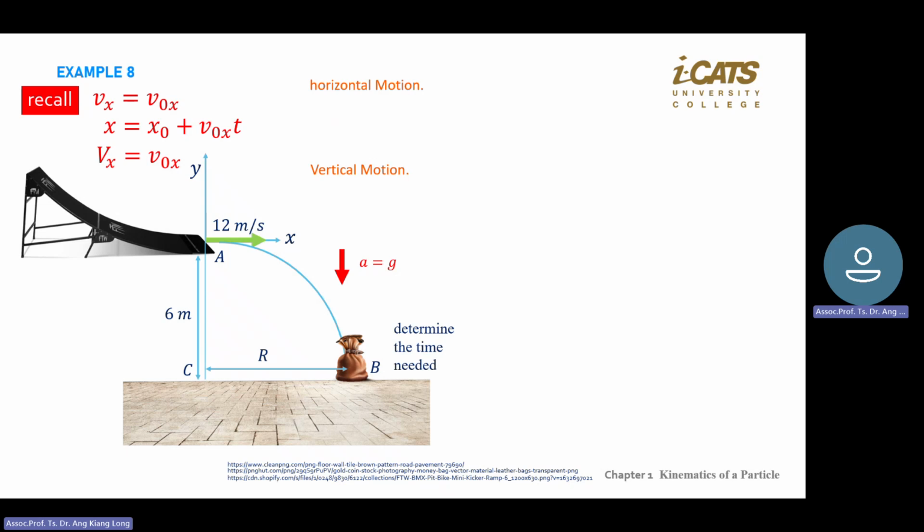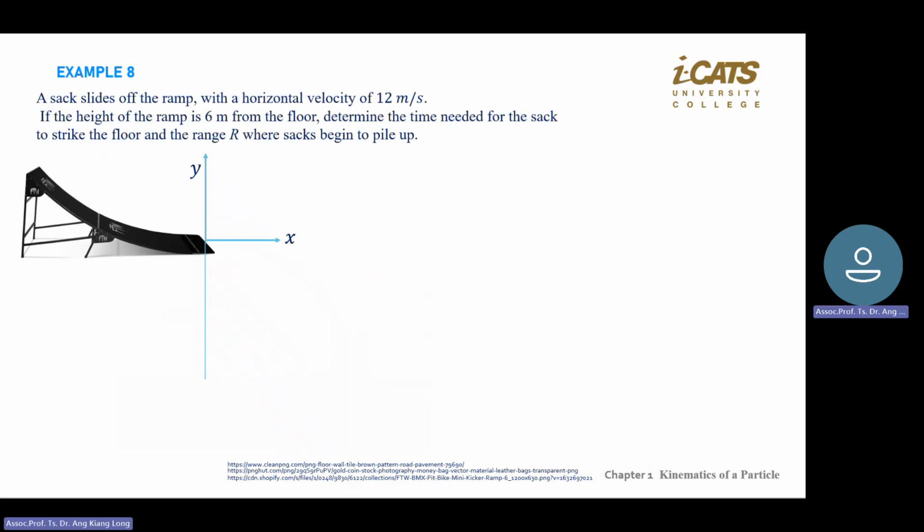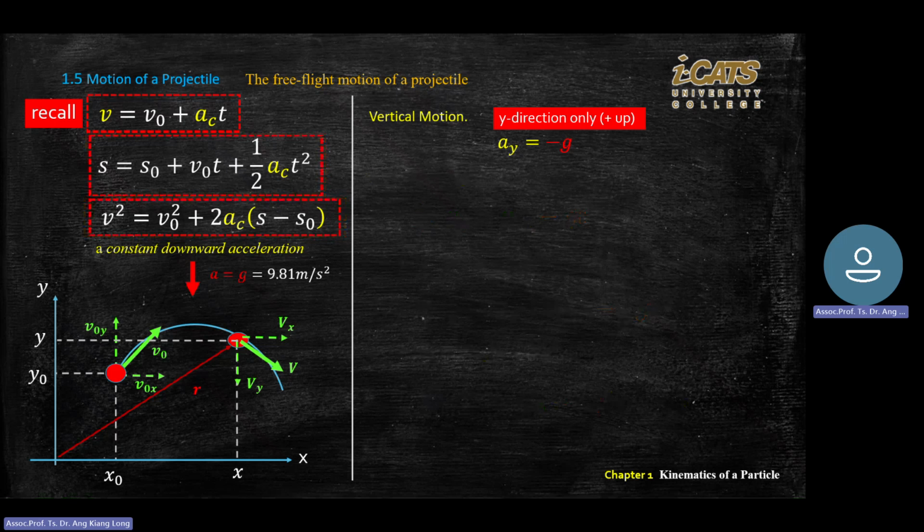Okay, and the last equation, which is V squared equals V0 squared plus 2AS. When you put in AOX equals 0, you get VX equals VOX. Yeah? So you get these 3 equations for the horizontal motion. Understand? Okay. I'll recap, just in case you forget. I'll go back to yesterday's slides.